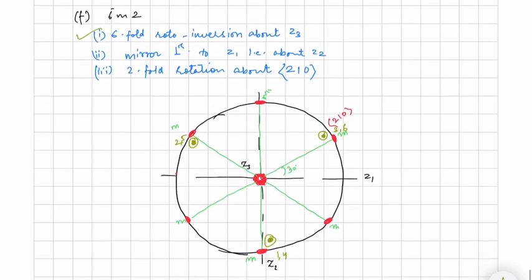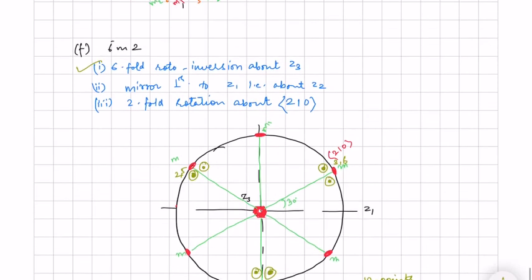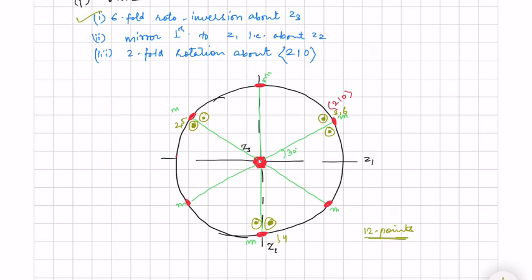Then we have the mirror perpendicular to Z1, that is about Z2. So these points come here, this goes here, and this is as such. Okay, now we have a 2-fold rotation. So this is what we have, a total of 12 points for 6 bar M2. Okay.